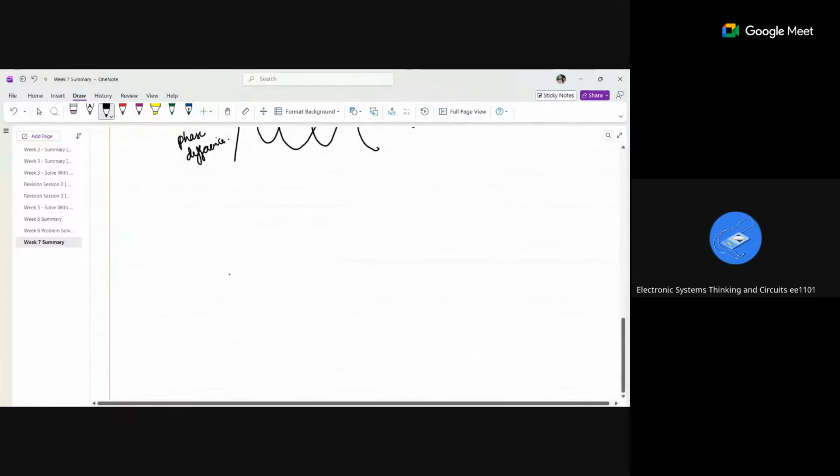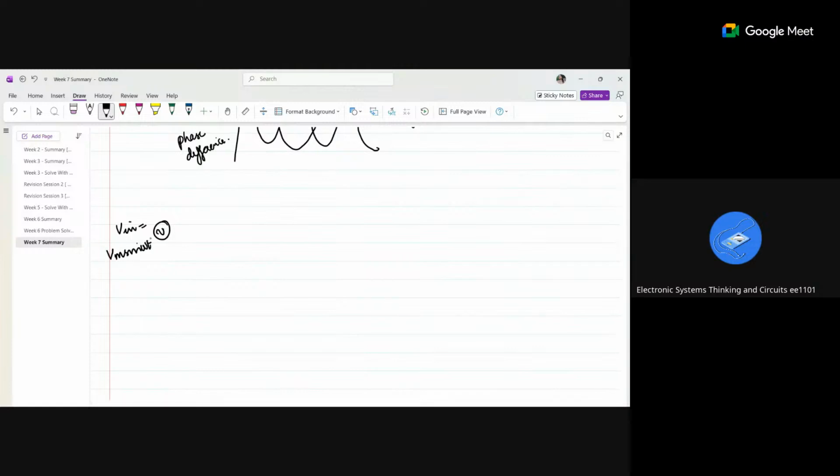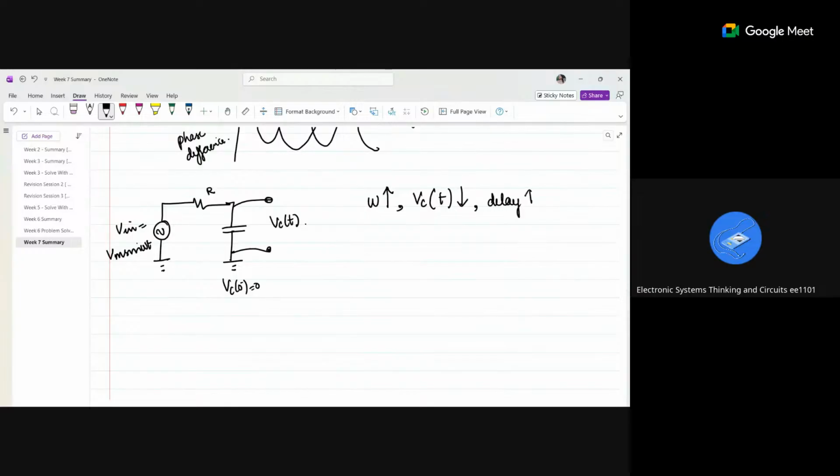So when I give an input as a sine wave, Vm sine omega t, and a resistor R is connected in series and a capacitor is also connected in series, I am assuming the capacitor is initially discharged. The voltage across the capacitor is Vc of t. As omega increases, Vc of t decreases, and the delay also increases. So this is my observation, right?